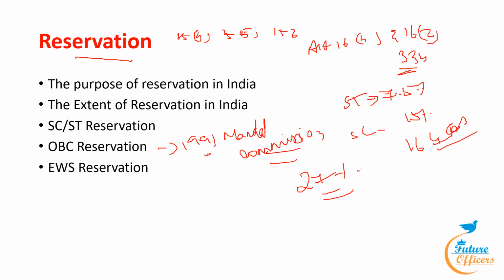Now about the EWS reservation. EWS reservation was recently introduced by the Indian central government. In government jobs and educational institutions, a 10% quota is allocated to candidates from economically weaker sections among the general category candidates. This is accomplished by amending the Indian Constitution through the 103rd Amendment Act 2019 to include classes for the EWS.